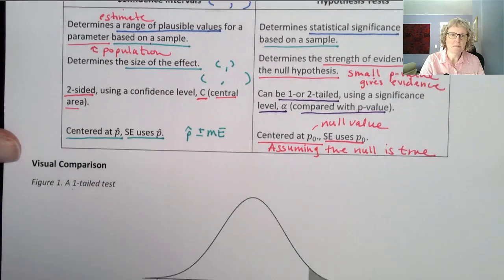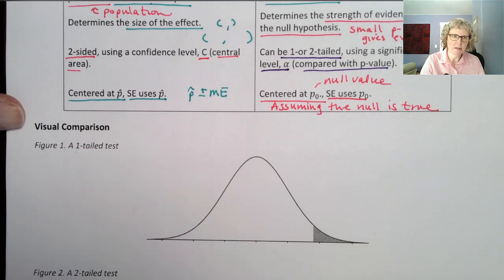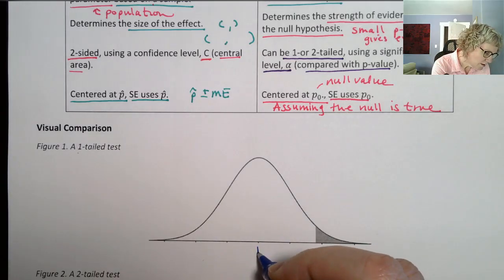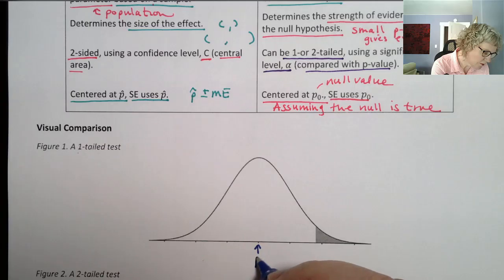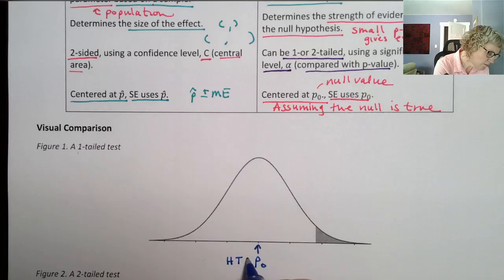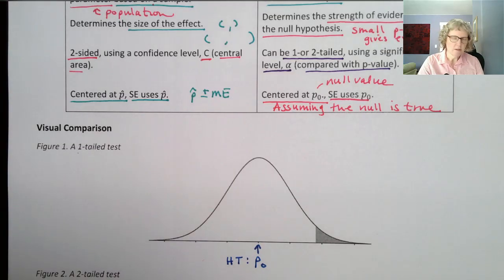Now let's do a visual comparison. Okay, so first I'm going to start with a one-tail test, and then I have a two-tail test down below. On this graph, I'm going to make this our hypothesis test. So this is our null value, p0. For a hypothesis test, here's our null value, and we're assuming the null is true. So when we simulate or when we are using the normal distribution, either one, this null value is right in the center.